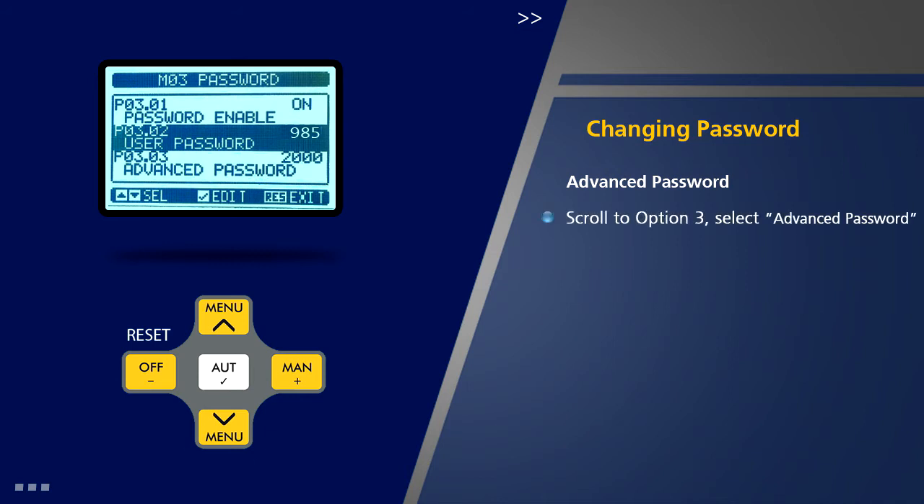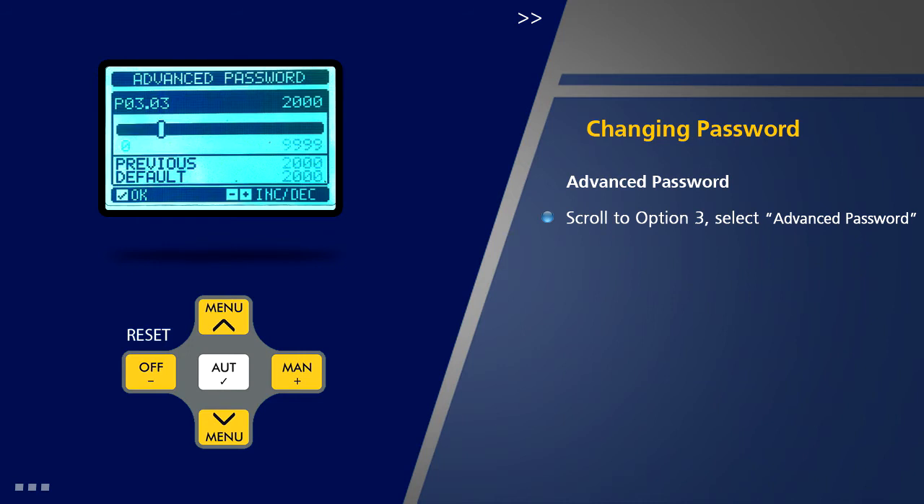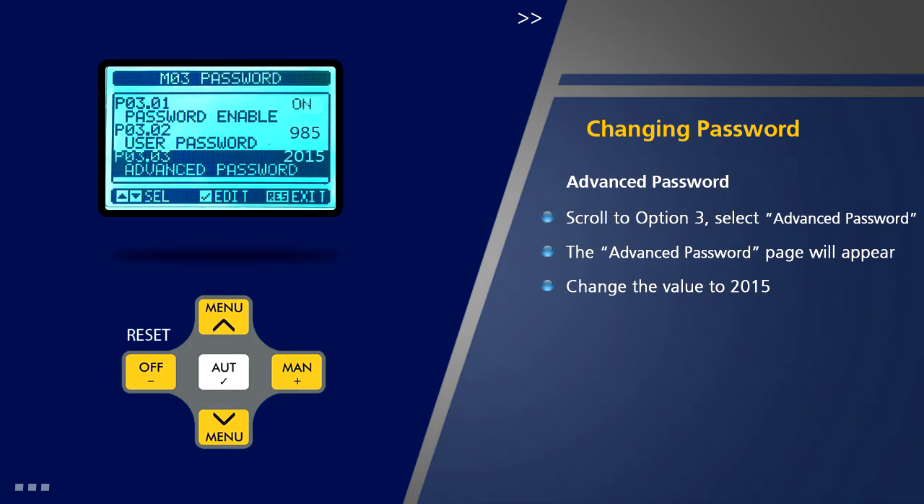Scroll to option 3 on the Password page. Select Advanced Password and press OK. The Advanced Password page will appear. The default password is set as 2000. You can change it to a smaller or bigger value by scrolling. Change the value to 2015 and press OK. The advanced password is changed to 2015.